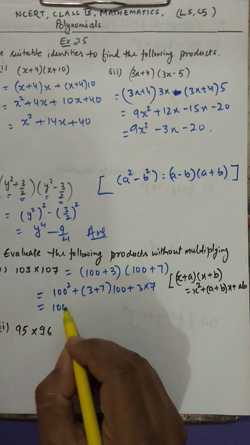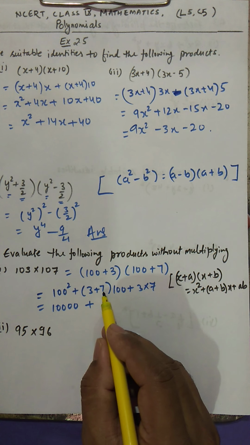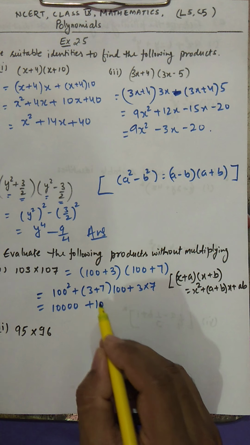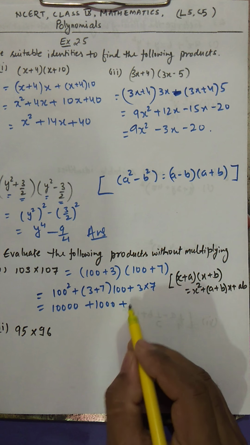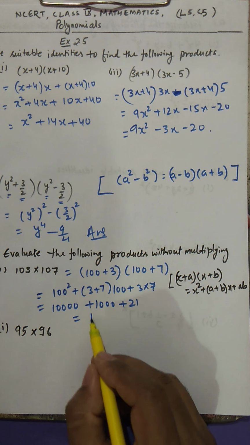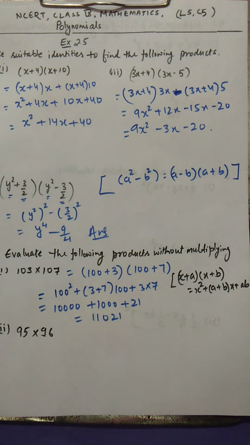So this will become 10,000. This will become 7 plus 3 is 10, and 1000. So it will be 10,000 and this is 21. So ultimately it is 11,021. So this way also you can find the answer.